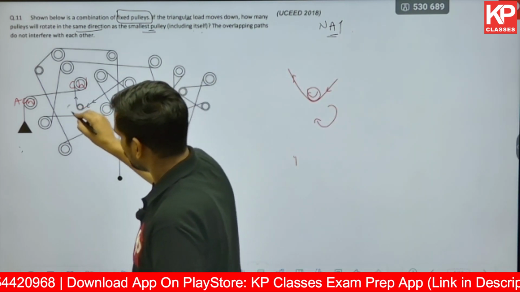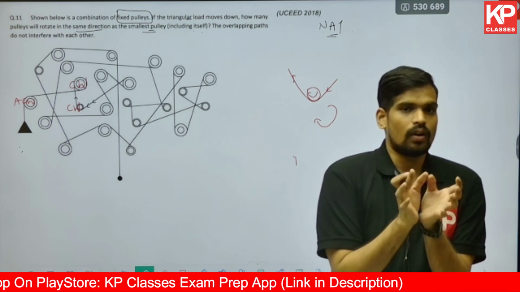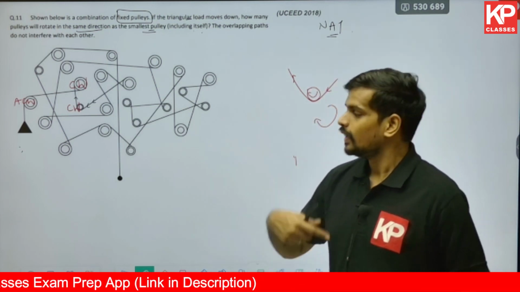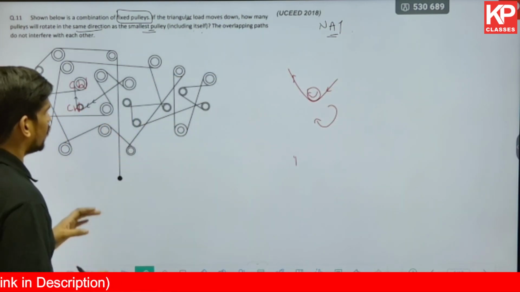So this was the smallest pulley, and for the smallest pulley's turn, we have to count how many pulleys are having a similar turn as the smallest pulley. So that's a clockwise turn. So we have to see how many pulleys are going to turn in the clockwise direction. We have done 3 till now.